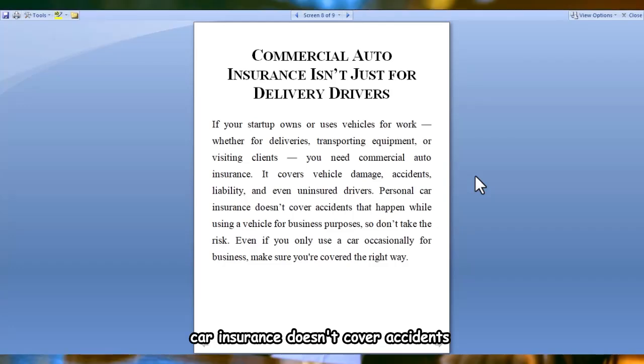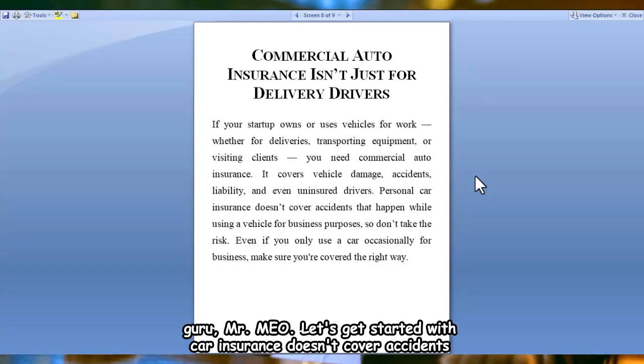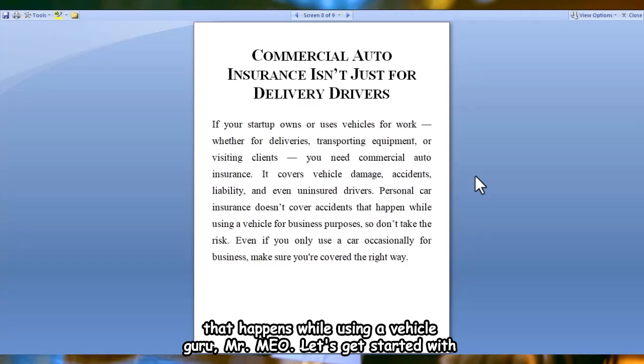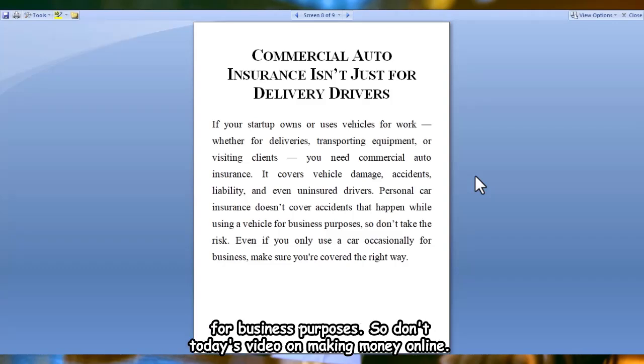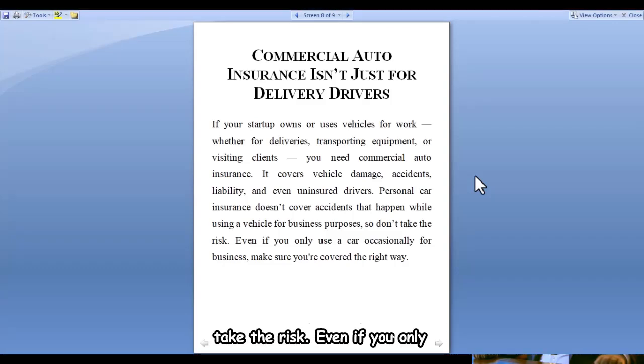So personal car insurance doesn't cover accidents that happen while using a vehicle for business purposes. So don't take the risk.